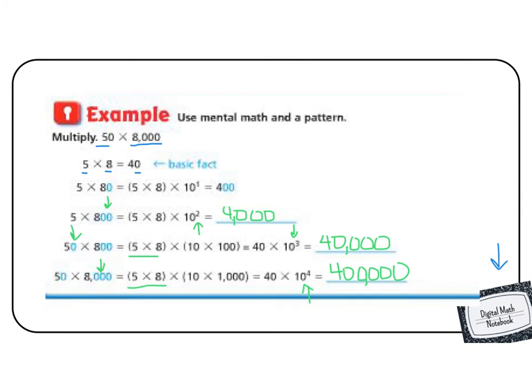Now this is kind of tricky because if we look at this 4, we might think, oh, I need 4 zeros, and I have 5. But that's because our basic fact also had a 0. So every time we have 1 extra 0. Pause now to type these numbers into your digital math notebook.